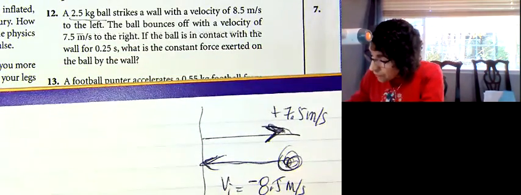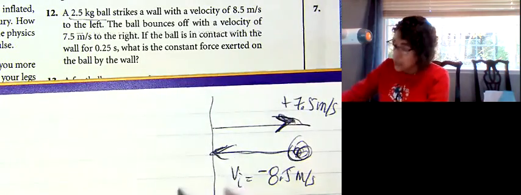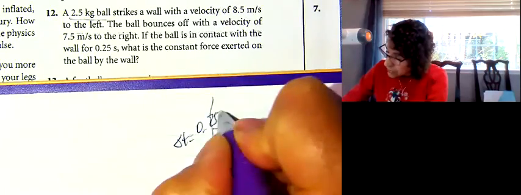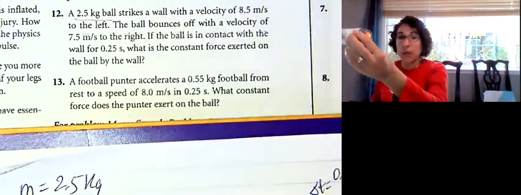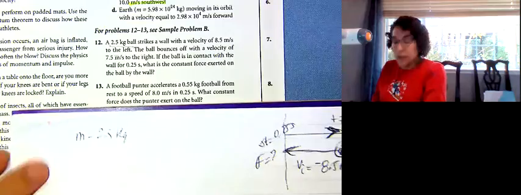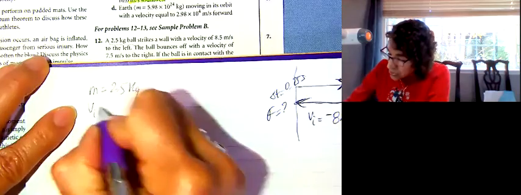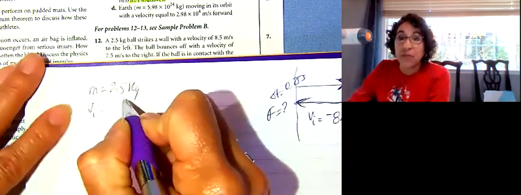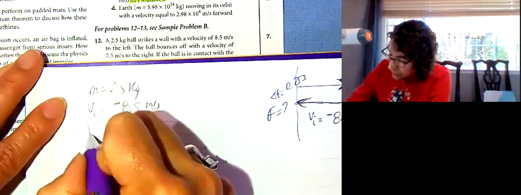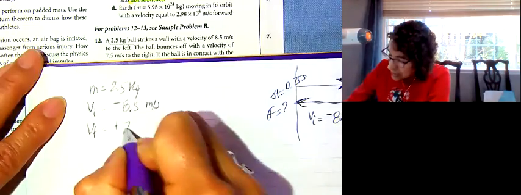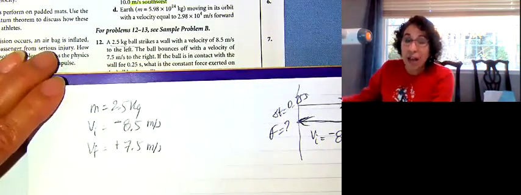And we want to know what is the constant force. And we know that it took about a quarter of a second, so in here, it's about a quarter of a second. So we want to know what the force is. What is the force there? All right, I got this too big. Let me unzoom now. Okay, so we've got the mass is 2.5. And then the initial, I'm going to write here, initial is 8.5 to the left. So I'm going to say negative 8.5 meters per second. And then my final is positive 7.5 meters per second. And then we know that it's the time frame.